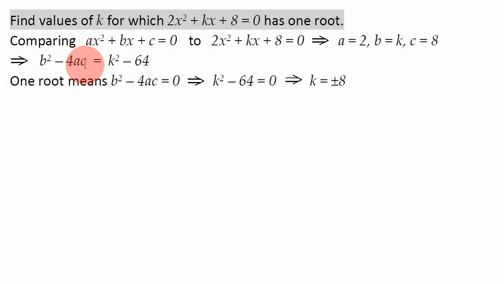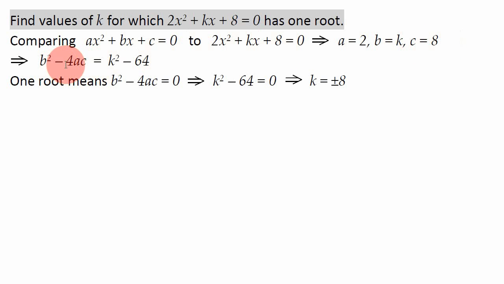So, as usual, to work out the discriminant, i.e. b squared minus 4ac, we need to know what a, b, and c are. So, a is 2, the number in front of x squared, b is k, the number in front of x, and c is the constant 8 at the end over there. Obviously, this whole quadratic has to be equal to 0 before you can work out what a, b, and c are. So a is 2, b is k, c is 8.